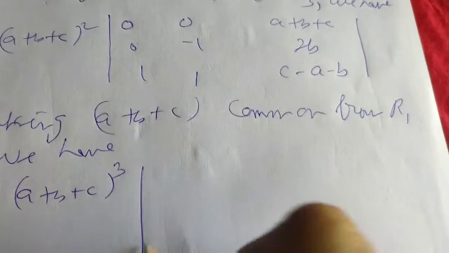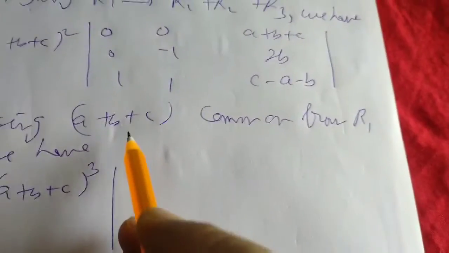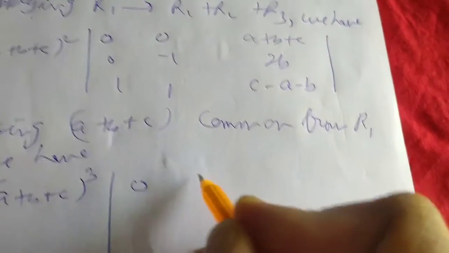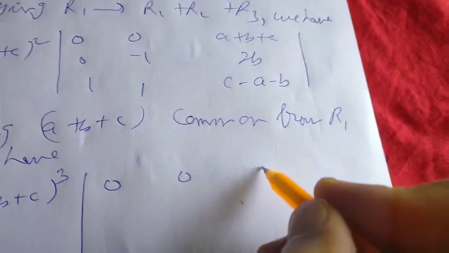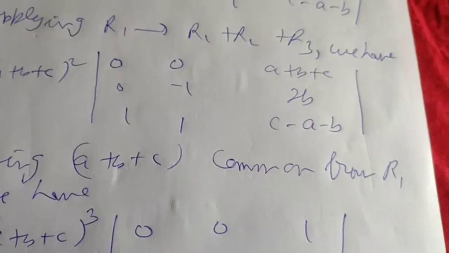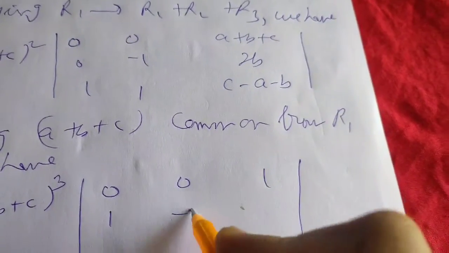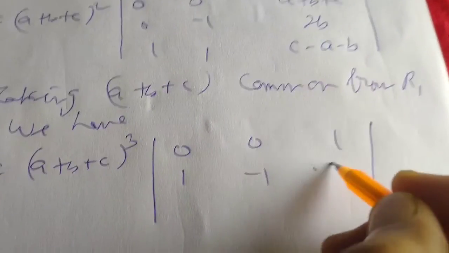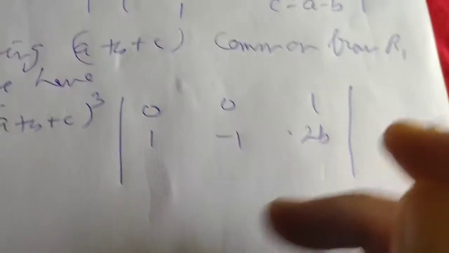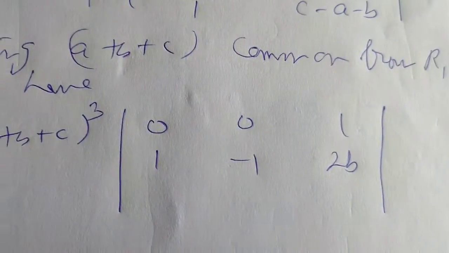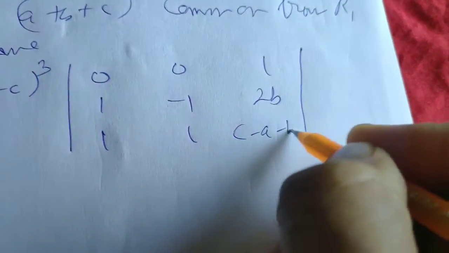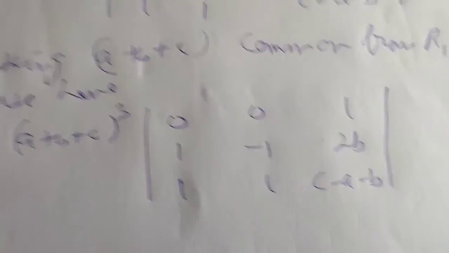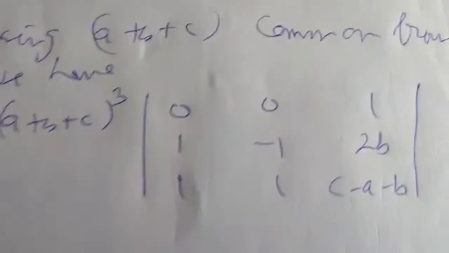Now remaining, see here, what will we be getting? R1 0 0, and from here we have taken a plus b plus c common. So remaining will be 1. Then 1, minus 1, 2b, and 1, minus 1 and 2b, and here we have got 1, 1 and c minus a minus b. So this is what we have got here. I think this is 0. So write here 0.